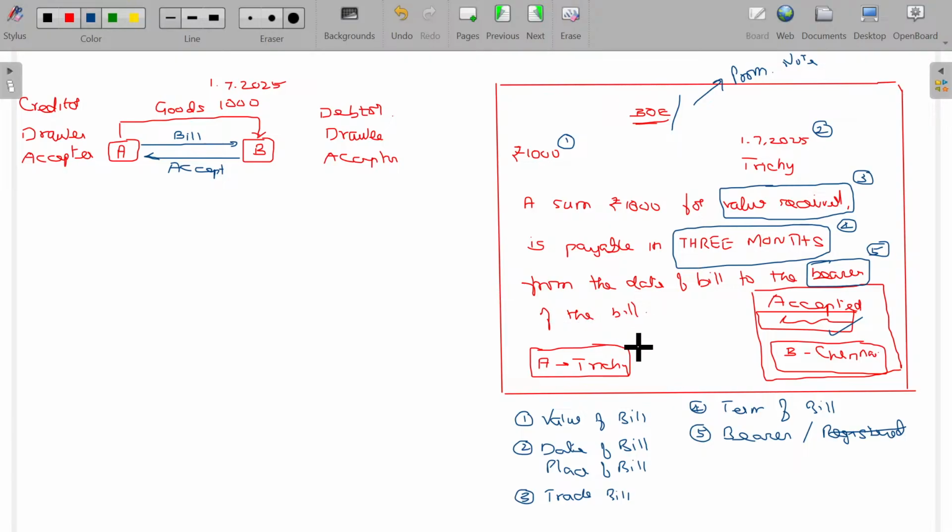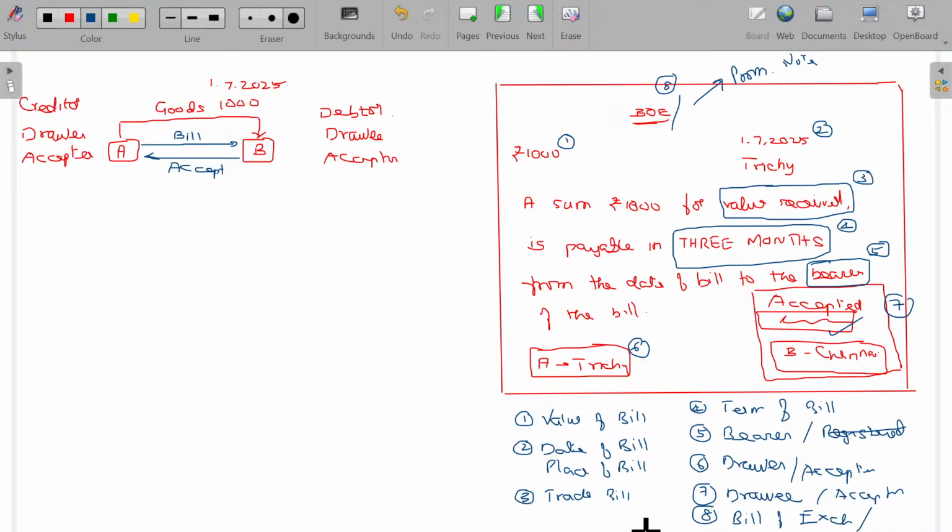And this will be the drawer of the bill, drawer and payee. And this will be the drawee of the bill, or acceptor. And this will be the bill of exchange. Instead of a bill of exchange, we sometimes have the I promise to pay, a promissory note. So that's how the document is prepared and accepted by the other party.